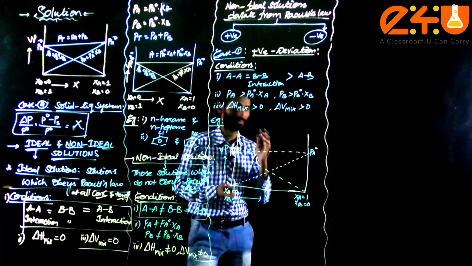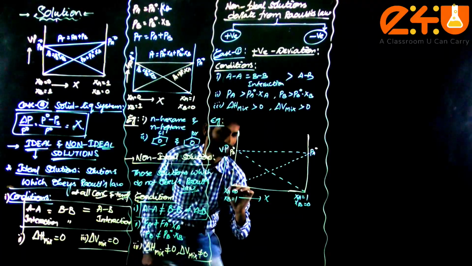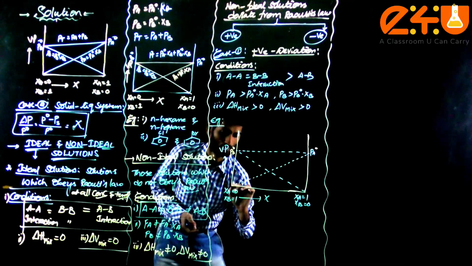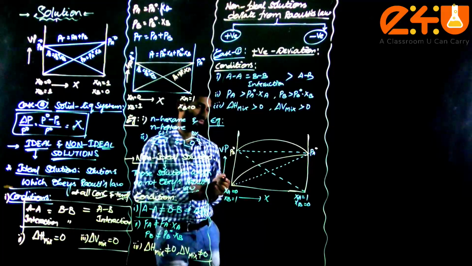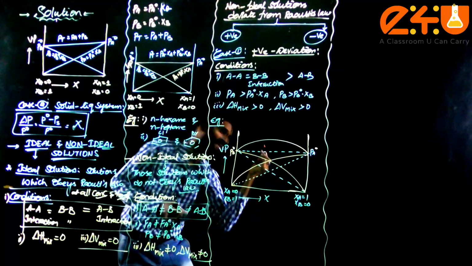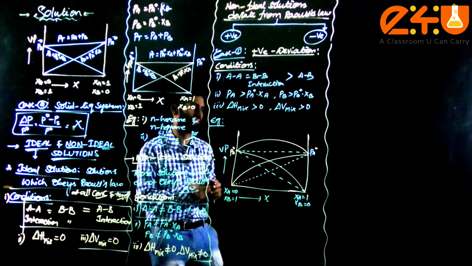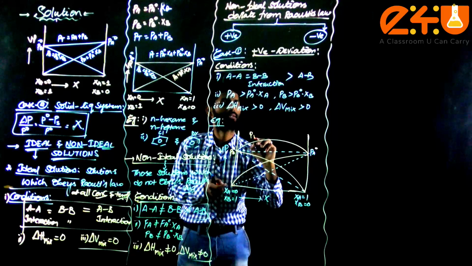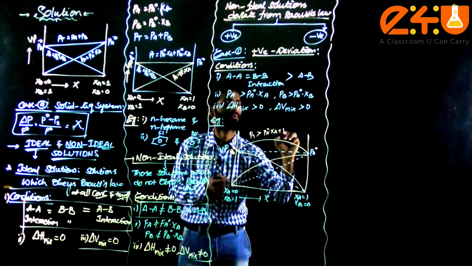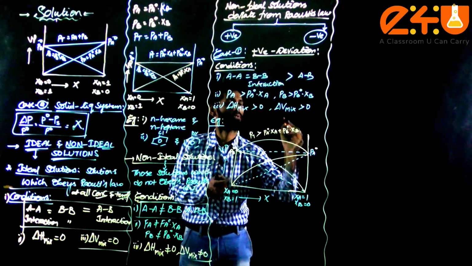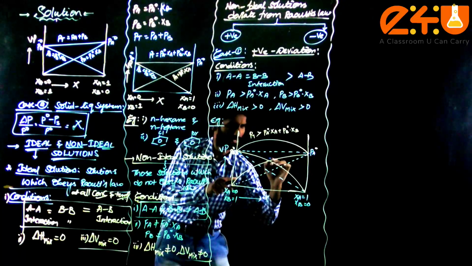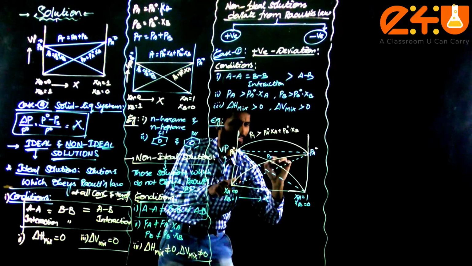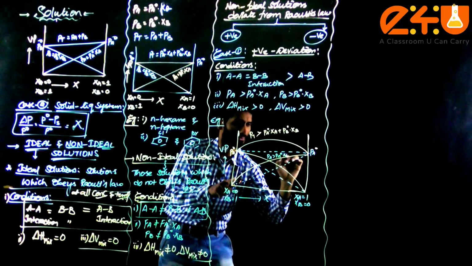Now positive deviation, how will it be, dear students? Towards positive, this is an increase, positive deviation. That means an increase, dear students. PT is greater than PA naught into XA plus PB naught into XB, because everything is greater here. Now PA is greater than PA naught into XA.